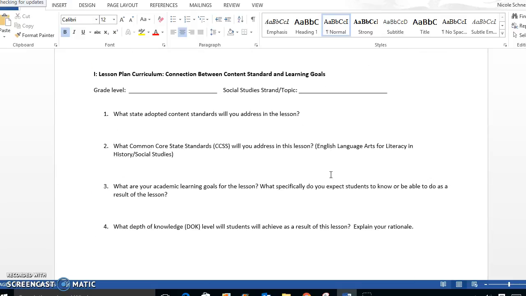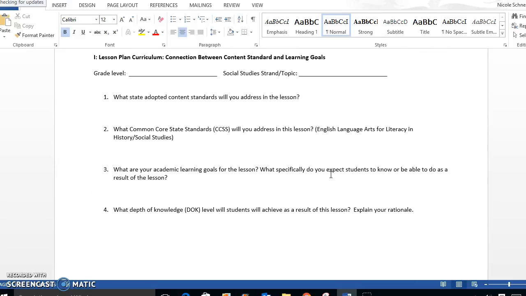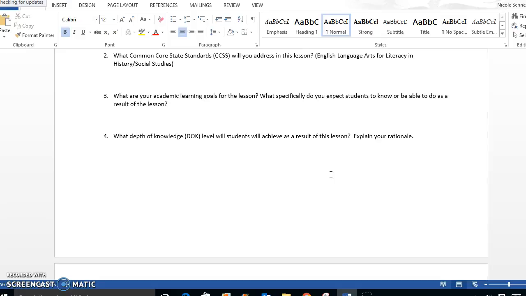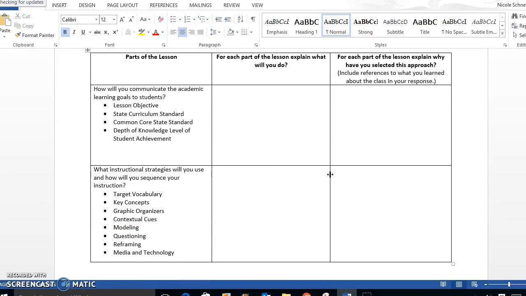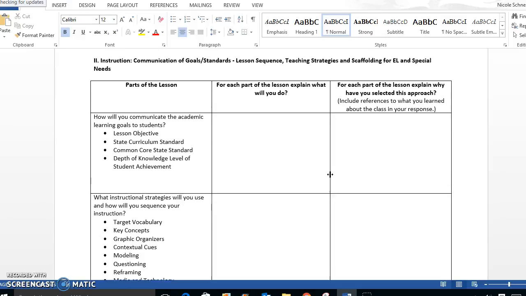So again, you have a template. The questions in the beginning are focused just on the standards and your objectives. Think about what history standards you're going to use, but you will also likely use some Common Core standards for English language arts, because I find it very difficult to go through a history lesson without doing any language arts. There's usually some reading, writing, listening, or speaking, right? So include those standards as well. All right, depth of knowledge we've talked about before. So this is the template that you'll be filling out.